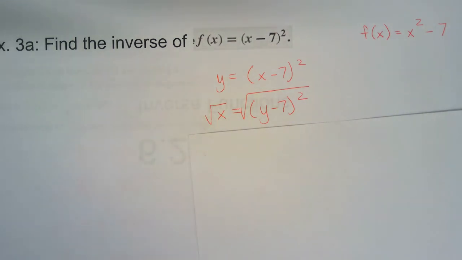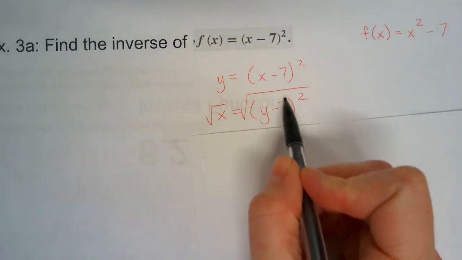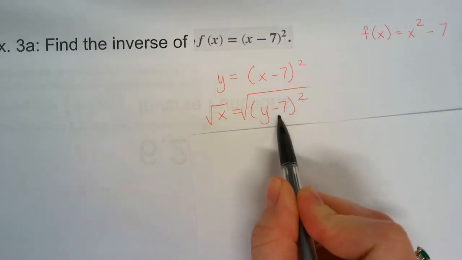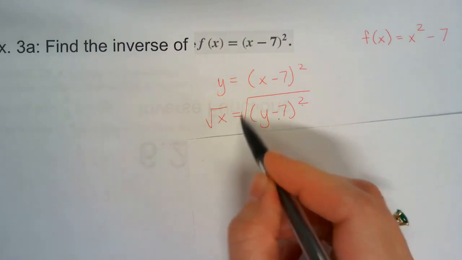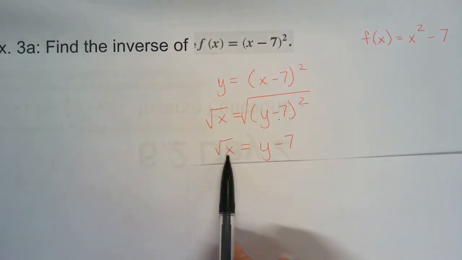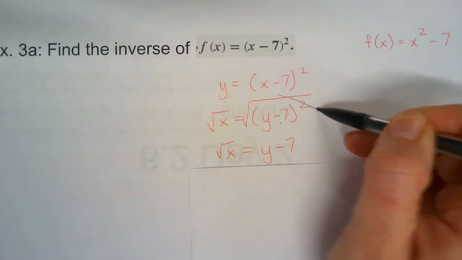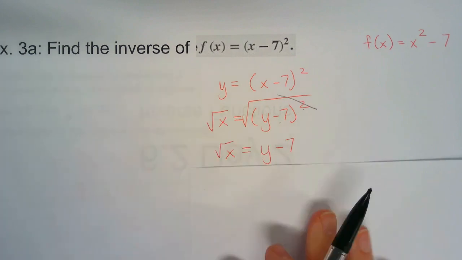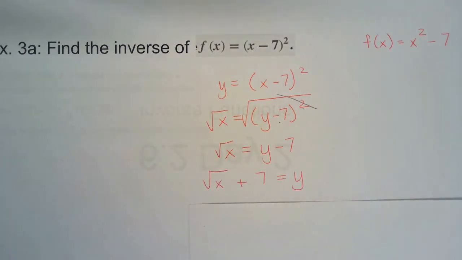Now, here's where you want to start solving. Since I'm squaring this whole side, I have to get rid of that squared before I can get inside those parentheses. So that is why I'm doing the square root on this step, so that I get the square root of x, and then the square and the square root will cancel each other out. So that's why I'm left with y minus 7. Now I can add my 7 to the other side.